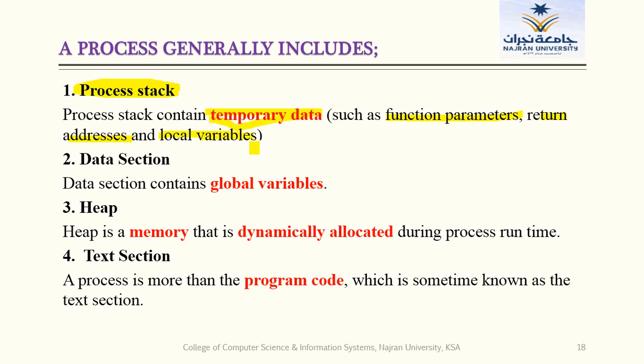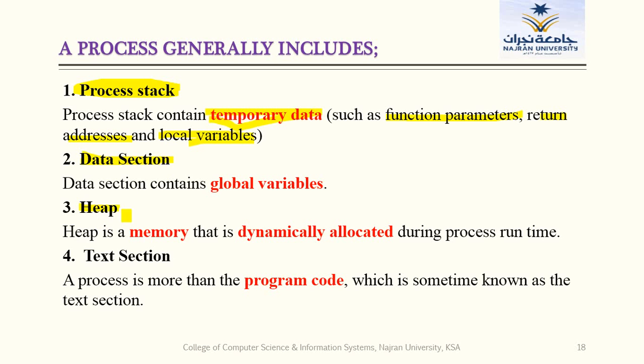The third thing is local variables. We have in our program two types of variables, global variables and local variables. All the local variables will be stored in the process stack. So in the process stack we have three important things: function parameters, return address and local variables. The second part of a process is the data section. The data section has one thing, global variables. All the global variables we will store in the data section. So local variables will be in the process stack, but global variables will be in the data section.